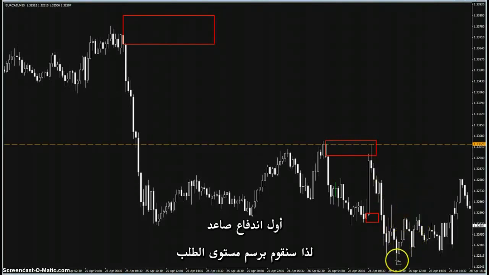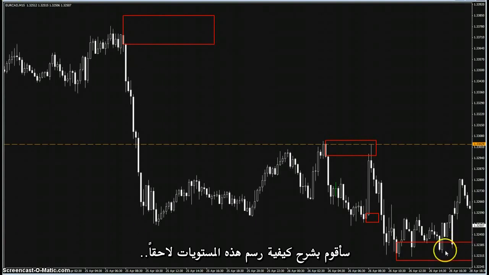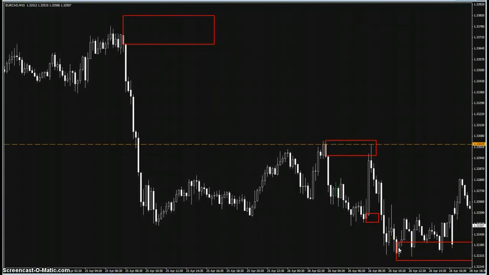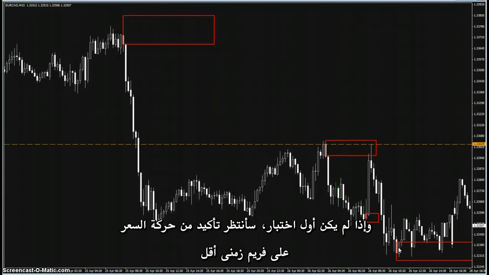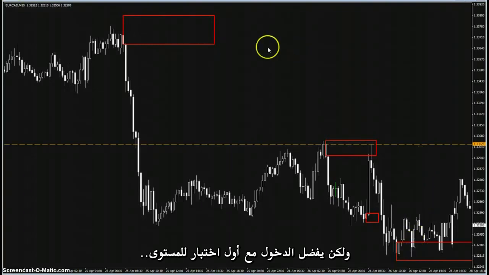So we're going to draw this demand level. And again, I'll get into exactly how you draw these levels later. Don't worry about it for now. Now, when do you get in this trade? Well, for these demand levels, this is fresh, so you get in on the first touch. And if it's not the first touch, generally I will wait for some confirming price action on the smaller time frames, okay? But optimally, you always want to get in at the first touch. So you're going to get in somewhere.